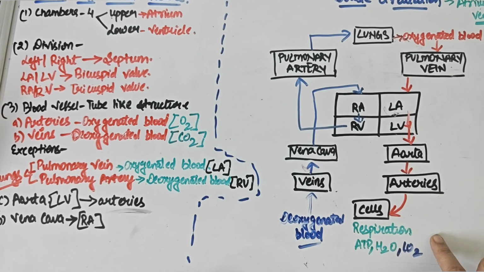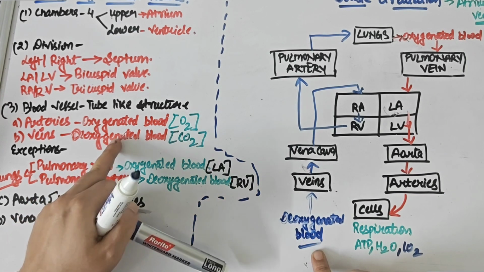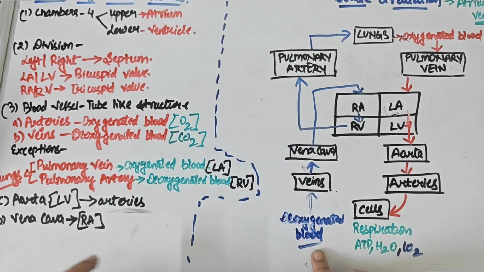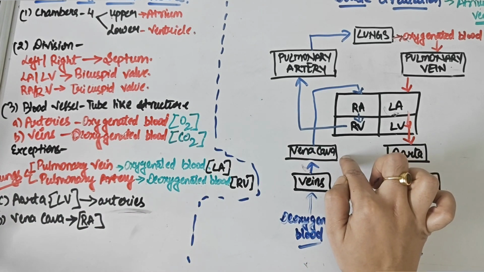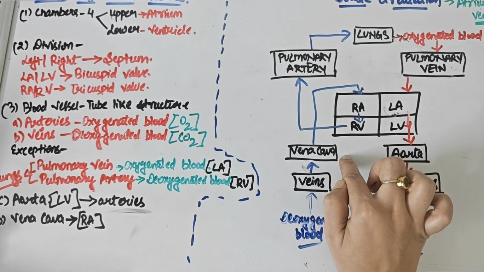Cells will perform respiration. Cells will generate energy. Cells will release water vapor. Cells will generate carbon dioxide also. And this carbon dioxide will again be absorbed by the same blood. There is no change of blood, the same blood. But now since it has more concentration of CO2, your blood has become deoxygenated, which will go through the different veins. Then will go through the vena cava, superior and inferior.